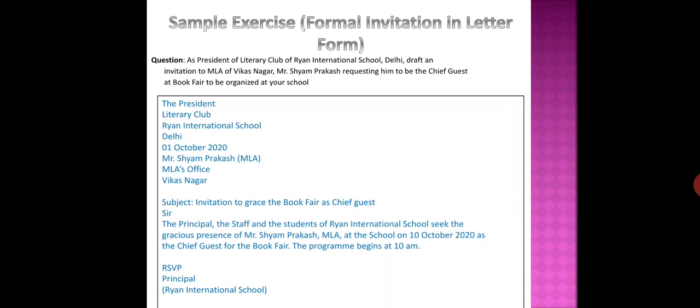Another difference between formal letters and formal invitation in letter form is that in case of formal letters, we do not include the name in sender's address or the receiver's address, but in case of formal invitation, name can be included.